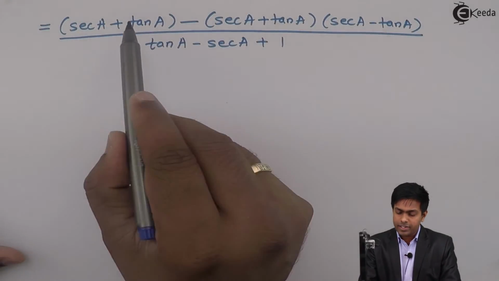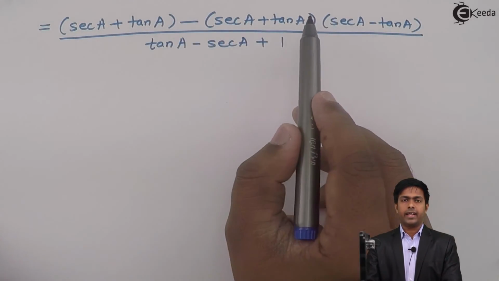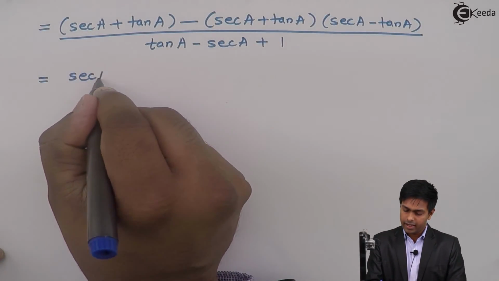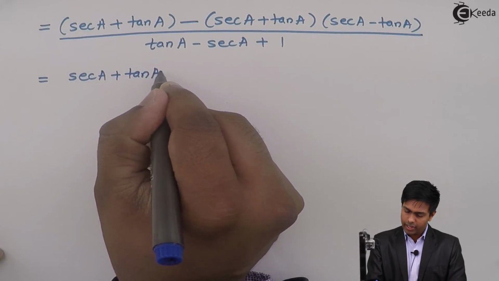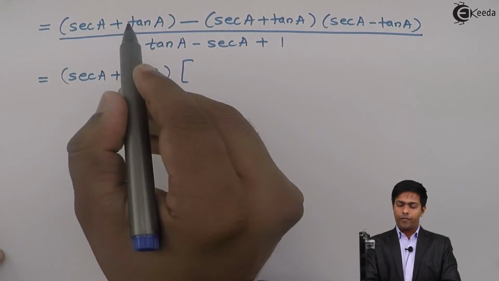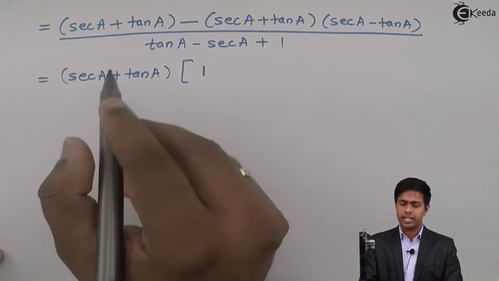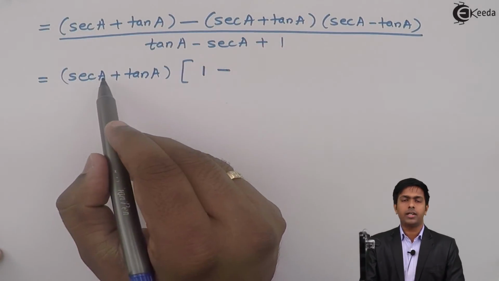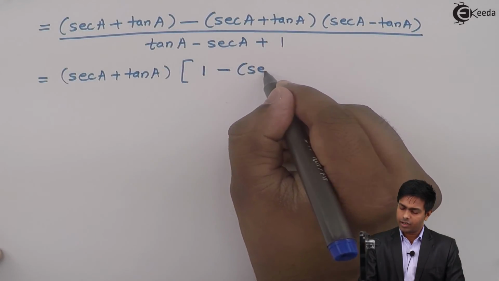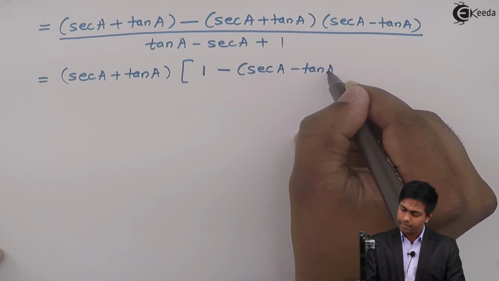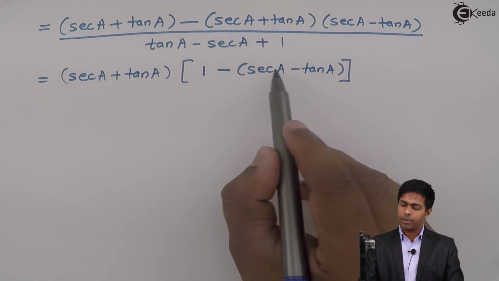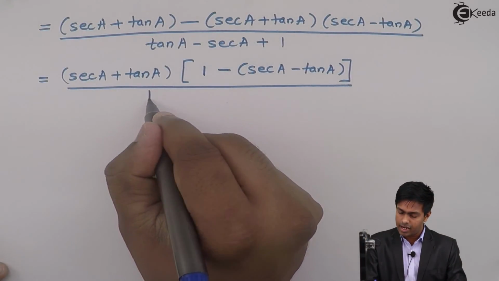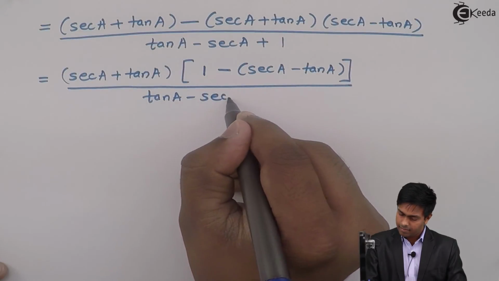Now from these two terms we can take sec a plus tan a common. So we will get sec A plus tan A outside. In the bracket, from the first term we will get 1 because sec A plus tan A is outside the bracket, minus as it is. Now this sec A plus tan A is outside the bracket, so from here we will get sec of A minus tan of A. I am purposely keeping it inside the bracket because I have a negative sign outside, and the denominator is as it is, which is tan A minus sec A plus 1.